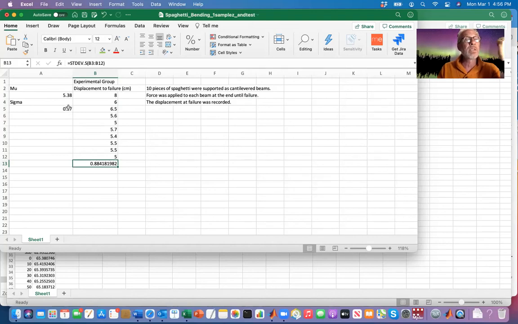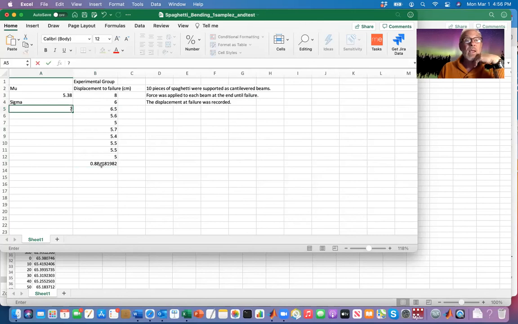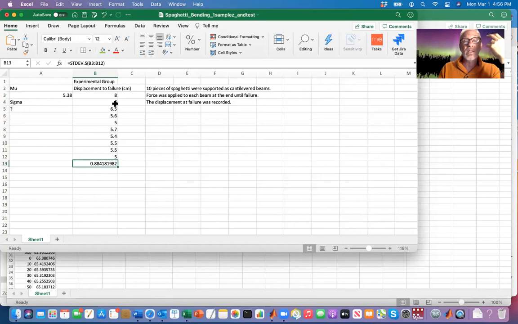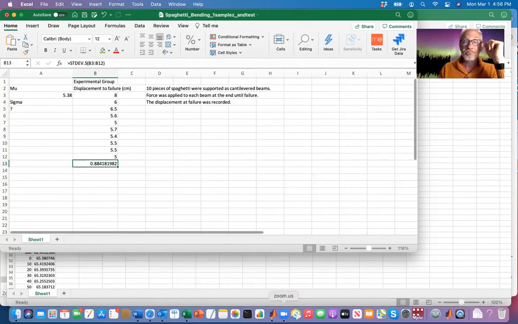But remember, in the t-test, we don't know that value. And so we have to use this as our best guess. To make up for that, we want to take larger samples so that, by the law of large numbers, these start to conform to the population parameters.